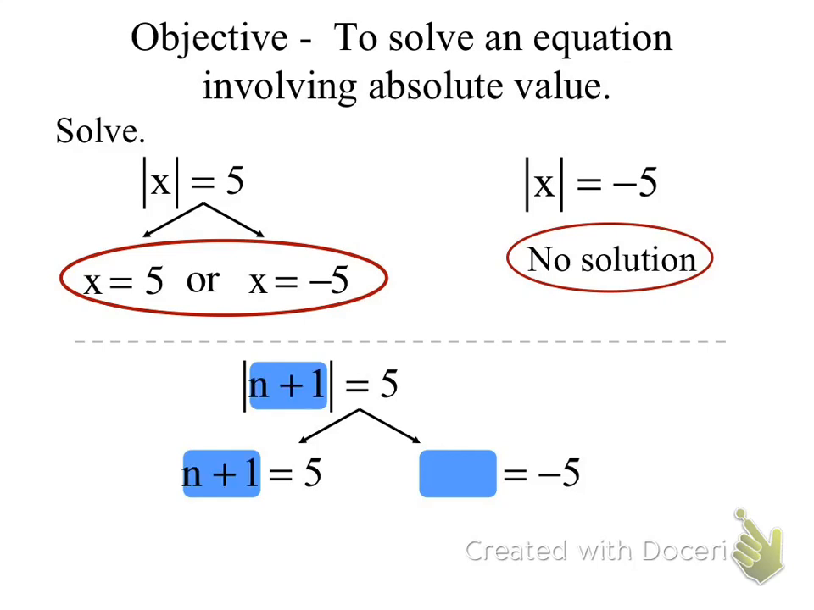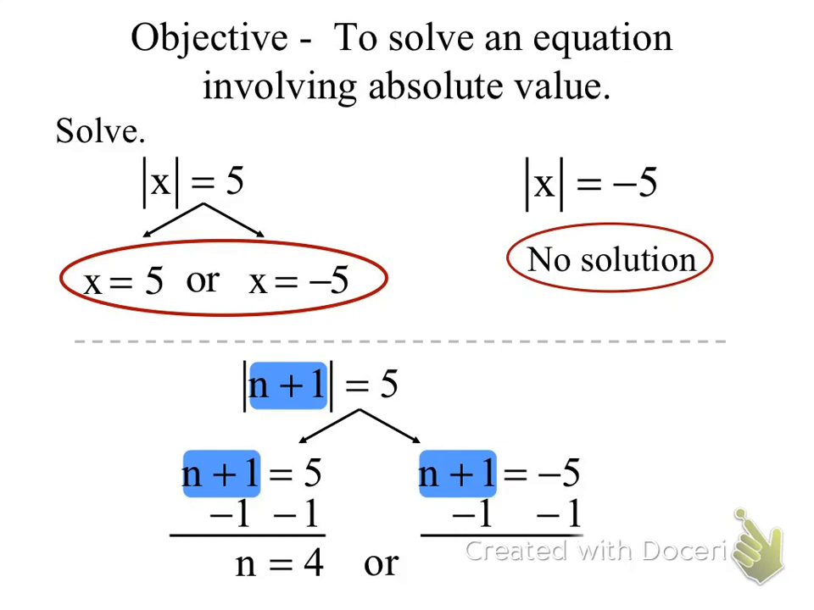So, what would I need to do to get n by itself? Belin? You would need to subtract 1 from both sides. Subtracting 1, I'm left with n is equal to 4. Keep going. What do I do for the next one? Or, Burke? You subtract 1 on both sides. And what do we get? You get n equals -6. N is equal to -6.